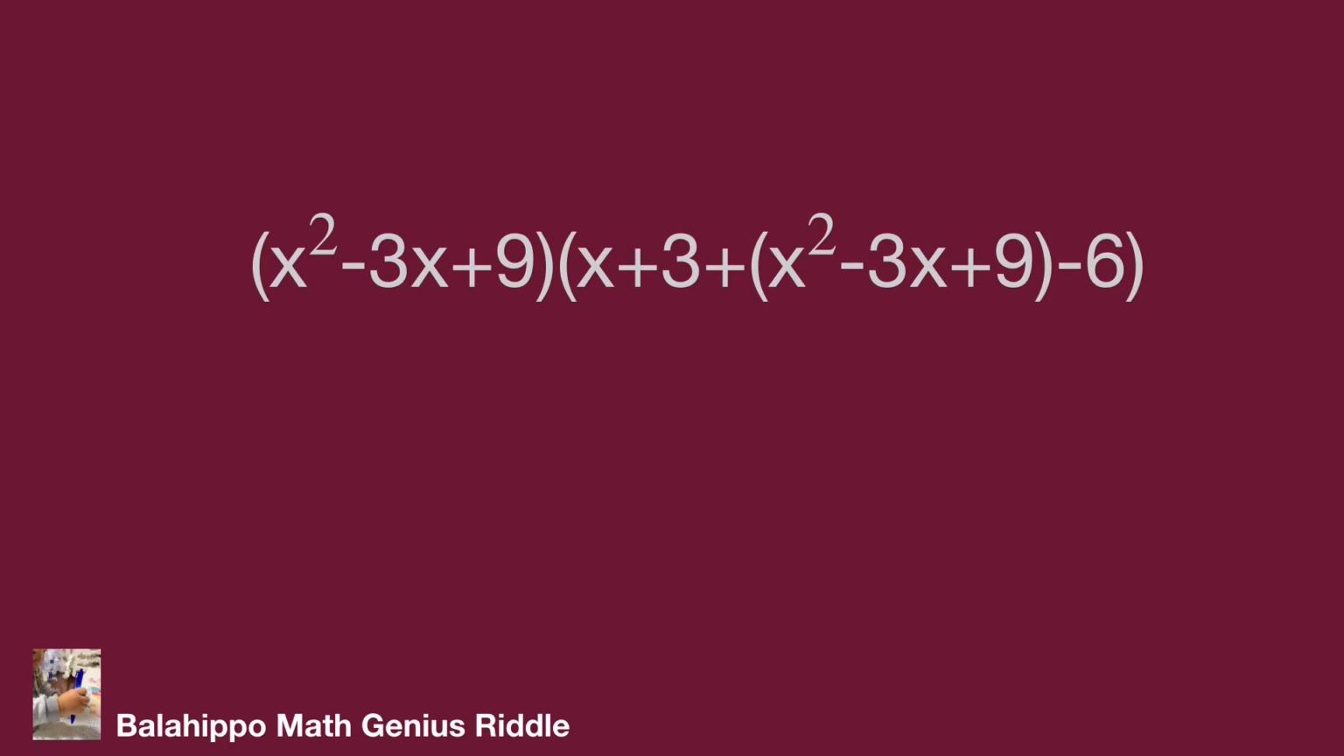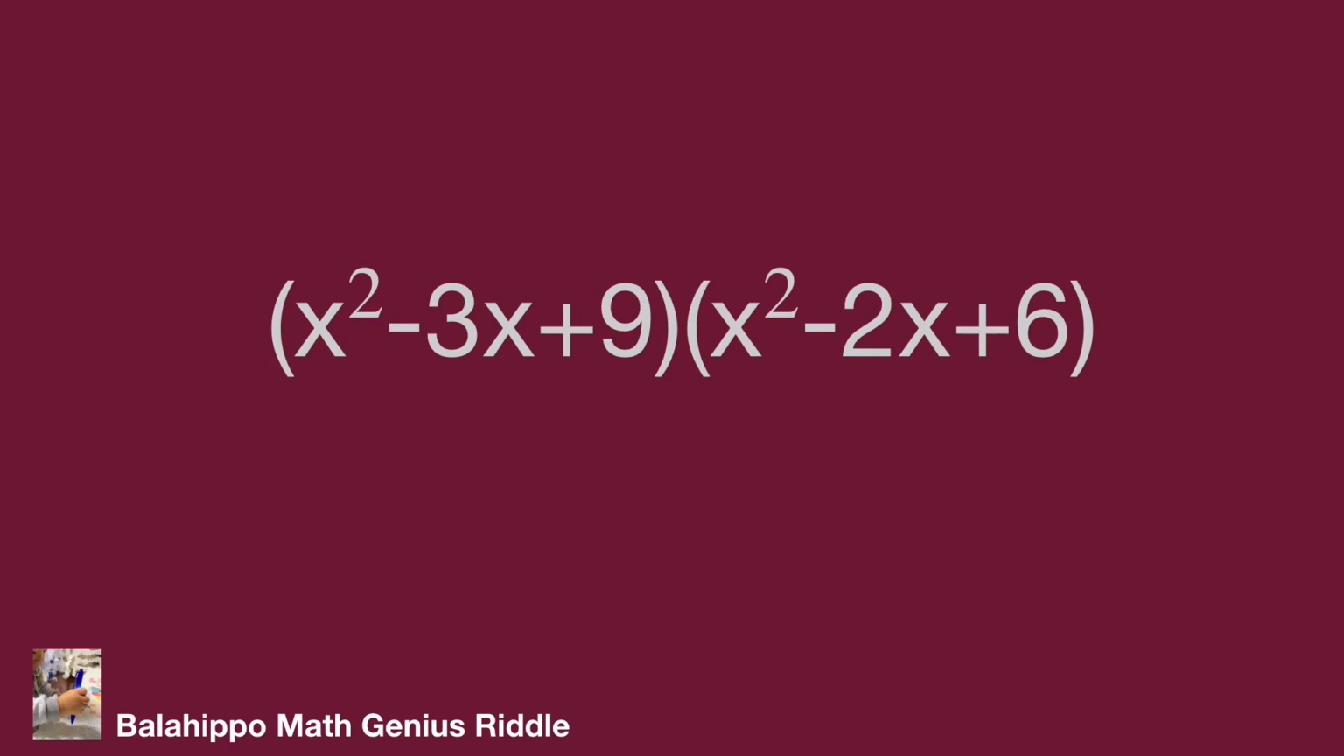Then (x squared minus 3x plus 9) multiplied by [(x plus 3) plus (x squared minus 3x plus 9 minus 6)]. Simplify this to (x squared minus 3x plus 9) multiplied by (x squared minus 2x plus 6). There is no more factor to process for these two quantities. That is the answer. Do you get it?